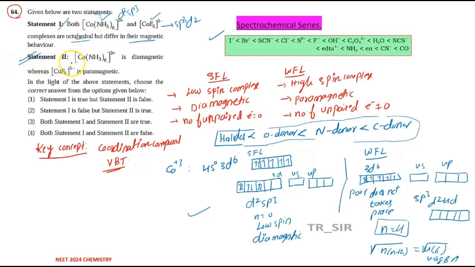Statement two, what will happen? Here ammonia is a strong ligand, forced pairing takes place, no unpaired electrons are available, so it becomes diamagnetic. With fluorine, a weak field ligand, we should not do pairing, so it is paramagnetic, and the number of unpaired electrons will be four. That means both statement one and statement two are correct. This is the answer for this particular question.